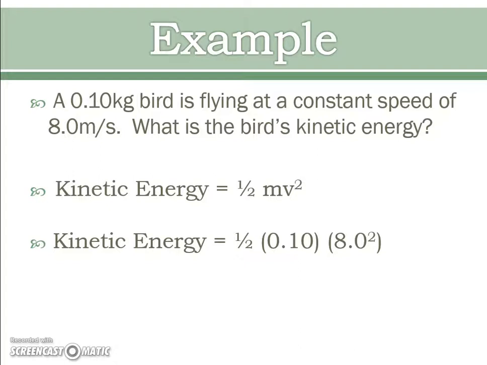If you plug all of this into the calculator, I would plug in 0.5 for the half if you're going to plug all this in at once. So 0.5 times 0.10 times 8 squared. And you should get about 320 J, or 320 joules.